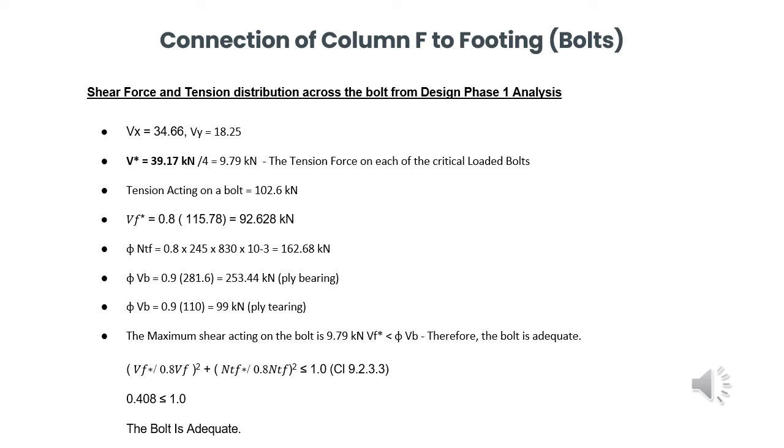The connection which is designed can withstand 92.628 kilonewton in shear as well as 162.68 kilonewton in tension. Checking with the adequacy formula for combined shear and tension shown in the slide, the total is 0.408, which is less than 1, so it is adequate.